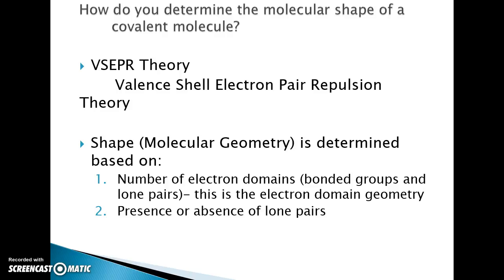First, the number of electron domains. So that's the total number of bonded groups and lone pairs around a central atom. When we talk about the number of electron domains, we refer to that as the electron domain geometry. And 2, the presence or absence of lone pairs has special significance.